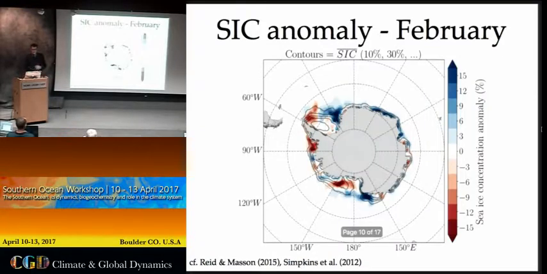So if we repeat the composite analysis, but this time on sea ice concentrations, in February we have this picture, and it's not particularly annular in structure. We have large positives and negatives, and we have these ice losses around the region where we had warm sea surface temperature anomalies. But in general, particularly around the eastern Antarctic, there's more ice growth than there is ice loss.